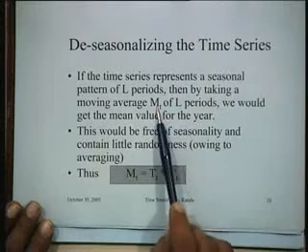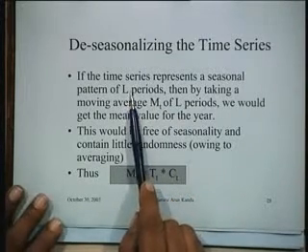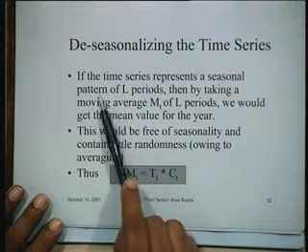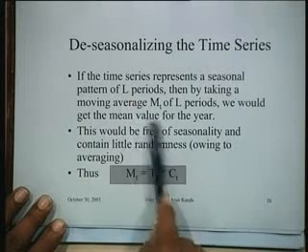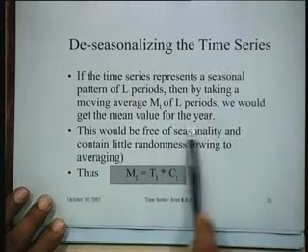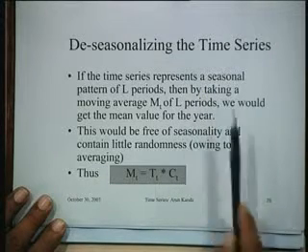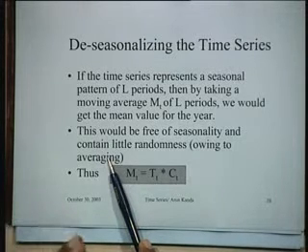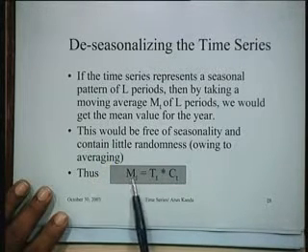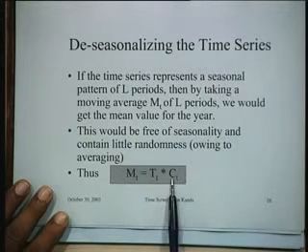What it means in general is that if you reckon that the seasonality pattern is of L periods, then you take a moving average of L periods and you would get the mean value of the year, and this would be free of seasonality and contain little randomness. Why? Because of averaging. Averaging always tends to reduce the randomness, and therefore the moving average at time t will be the product of the trend and the cyclic component. That's what it is.